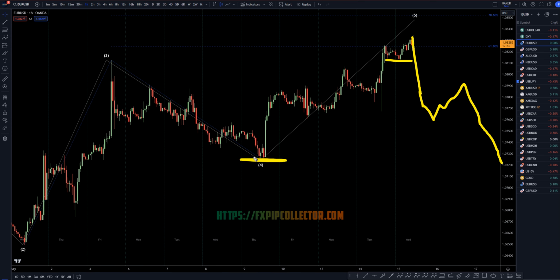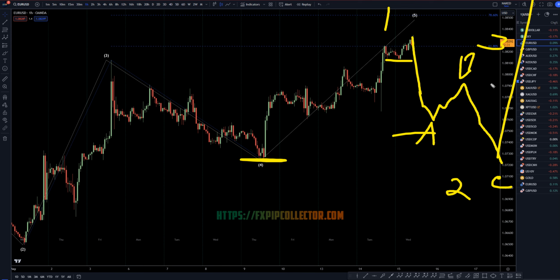most likely go down and take out the lower wave 4, probably an A, probably a B, probably a C, and I think this is going to be a wave 1 of 3. I think this will be an ABC, which I would call a 2 of 3. And then eventually I think it would go back up for that big wave 3 of wave 3.